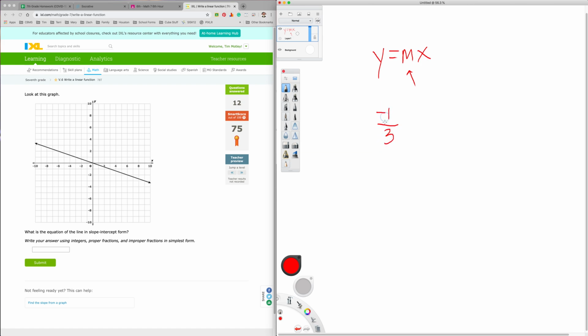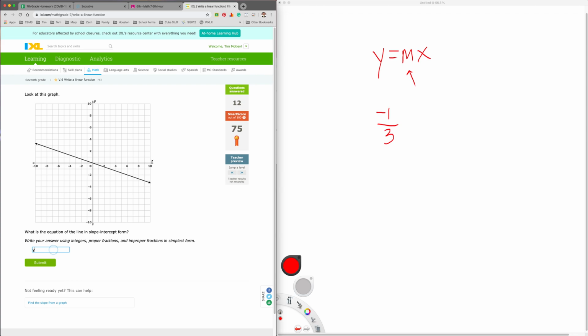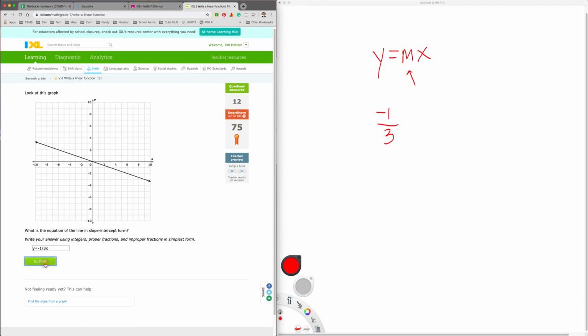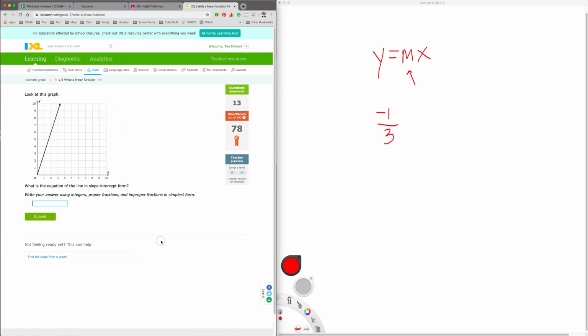And that's a little bit different here. This is a fraction, and I'm going to leave it as a fraction. And so I'm going to put y equals negative 1/3. And do I have to put a space there? Well, we'll find out. If it counts it wrong, we'll find out. Hey, it didn't count it wrong. So that should get you going.